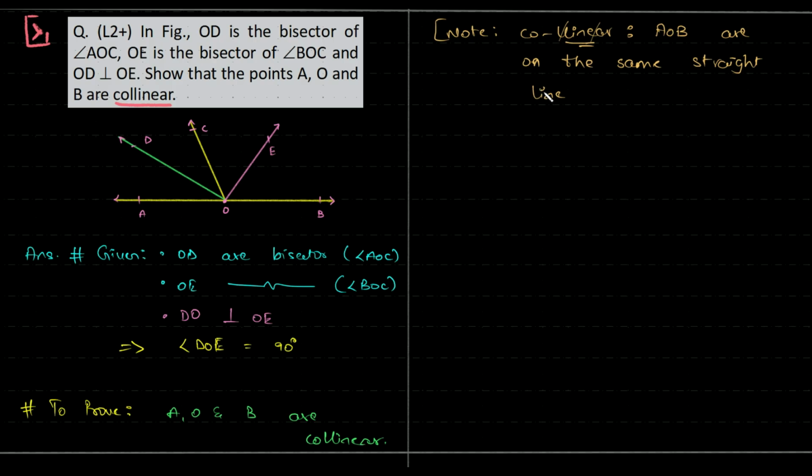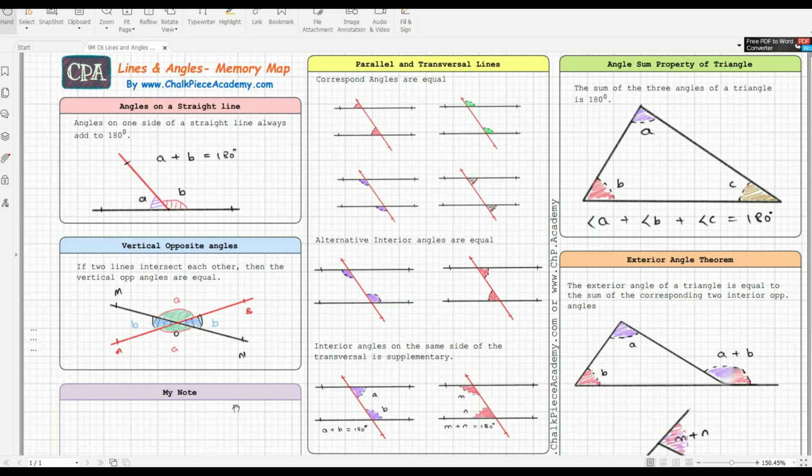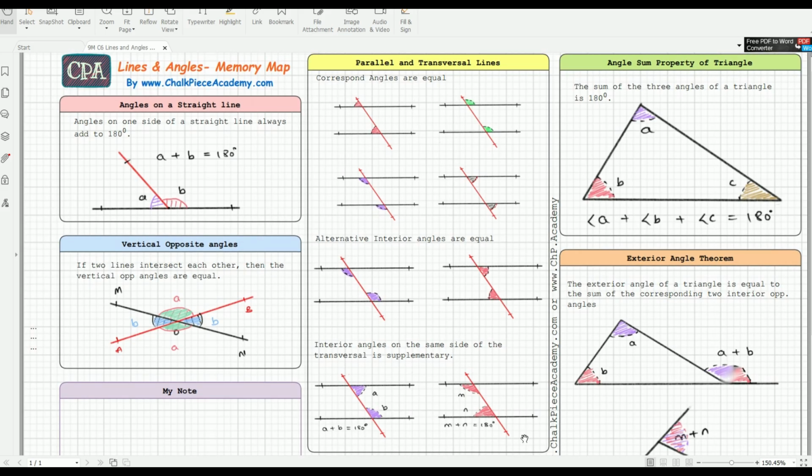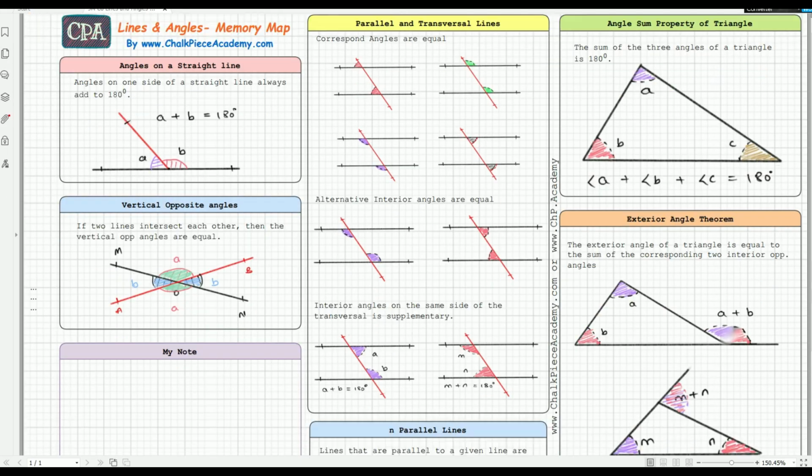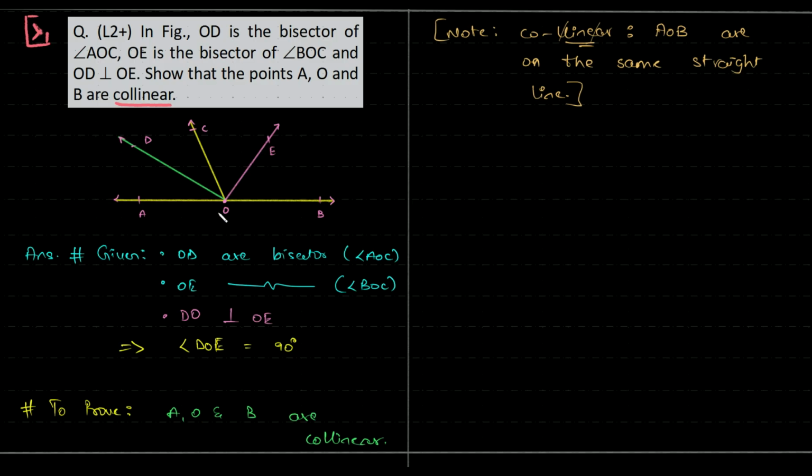That is, using a single straight line, we can join all of them. Basically, that's it. We have to prove that. Indirectly, what do we have to prove? Think about it. This is very important. What theorem do we have to make use of from here? It's quite simple. It's not at all hard. Yes, we have to make use of angles on a straight line. We have to use all of this information to prove that A, O, B are collinear. So indirectly, we have to prove angle AOB is equal to 180 degrees.